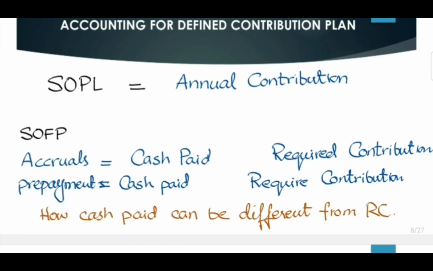Now about accounting for defined contribution plan. In the statement of profit and loss, the annual contribution is recorded or charged to profit and loss account. While in case of statement of financial position, either you have to record as accruals or prepayment. Accruals where the required contribution is greater than the cash paid, and prepayment where the cash paid is greater than the required contribution. Now question arises, how cash paid can be different from required contribution? For this, we will consider an example.